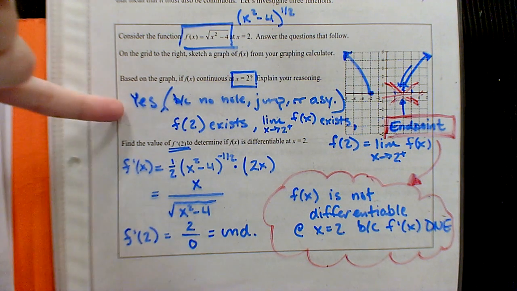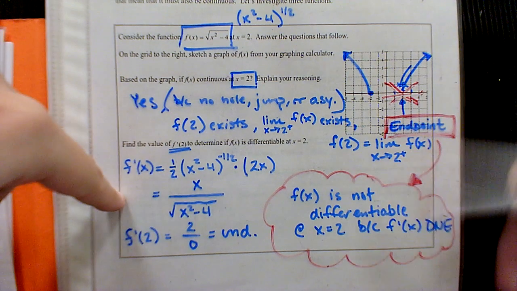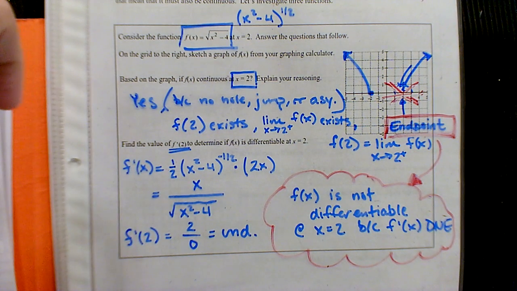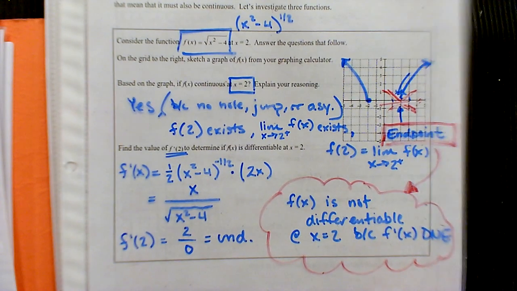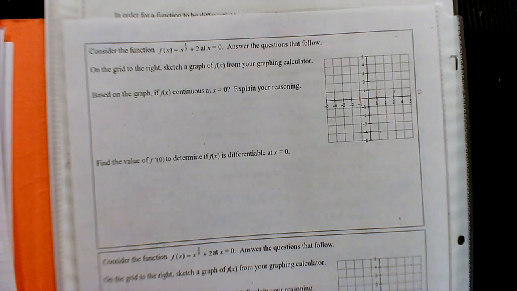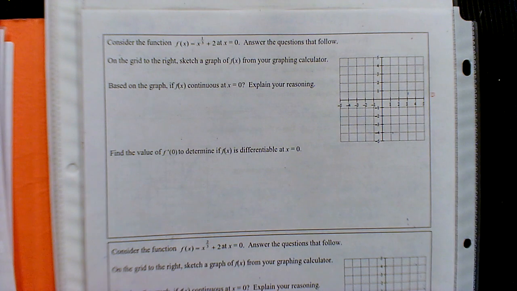Okay, but notice how it was still continuous. That was interesting. It was still continuous at that spot, but the derivative didn't exist at that spot. So we're going to come back to that in a little bit. We're going to try to find a connection between continuity and differentiability. Okay, does the derivative or slope of a tangent line exist? Let's try the next one.